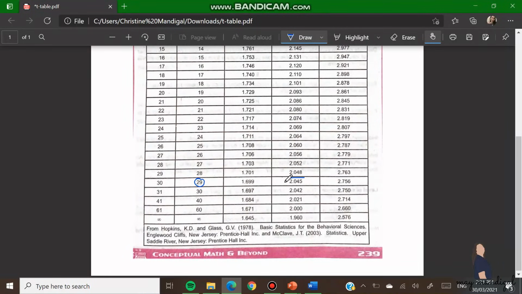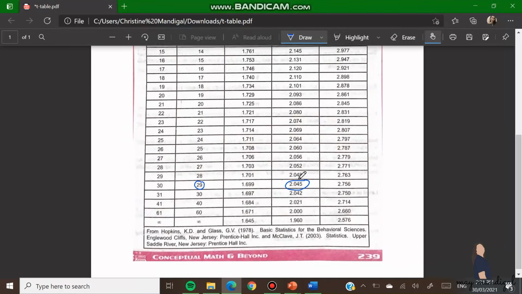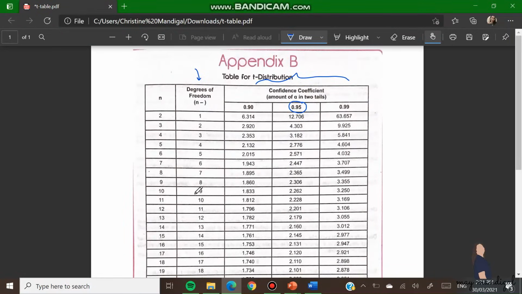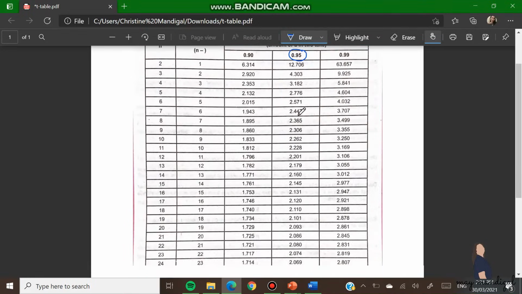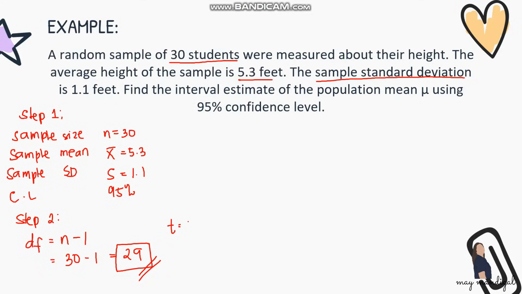So the value that we will use is 2.045. Okay? So again, the degrees of freedom is 29, confidence level is 95 or 0.95. So the value that we will use is 2.045. So that is now the value that we will put here, 2.045. And that is the one that we will use for our margin of error.